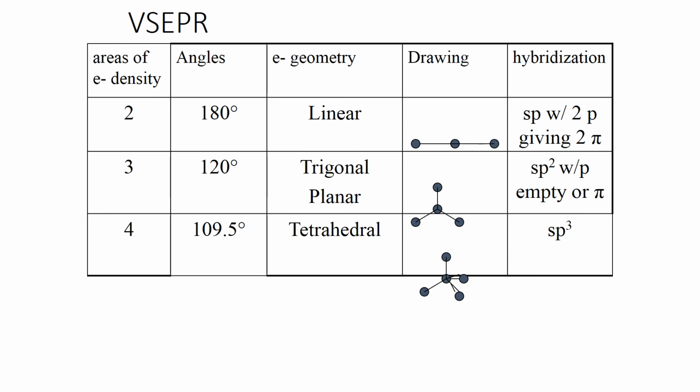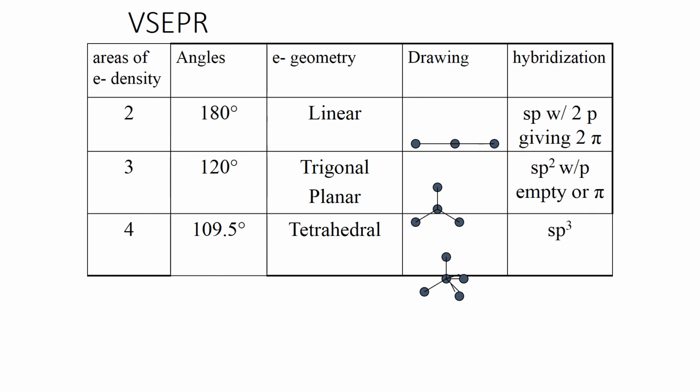If you have three areas of electron density, you are always going to have 120 degree angles, and it will be a trigonal planar shape, and we draw it like this. This atom here must be sp2 hybridized with a leftover p on it. Either that p is going to be empty, as in the case of aluminum and boron, or it will be forming a pi bond with something. So you just have to look to figure out what it's forming a pi bond with.